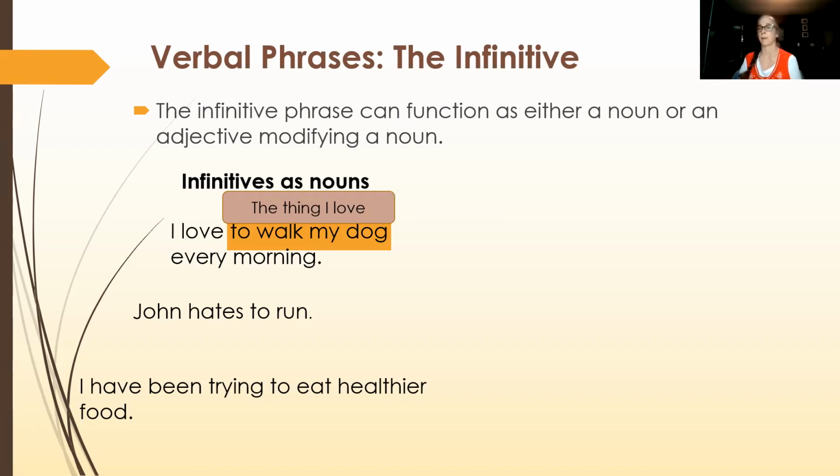What do I love? To walk my dog. Now, the next one does not have an object. It's just simply to plus the verb form. I love to run. Or John hates to run. That is the thing that John hates. He hates to run. See how these function as nouns?